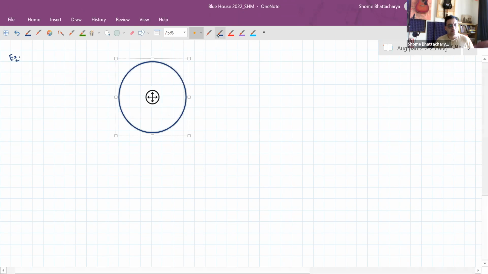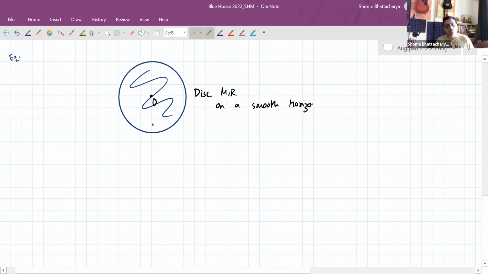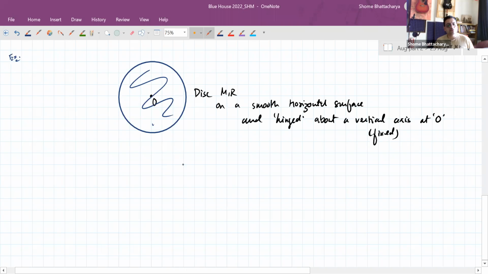solid disc which is hinged at the center and again on a smooth horizontal surface. So it's a uniform thin disc of mass m, radius r on a smooth horizontal surface, and hinged about a fixed vertical axis at O. So just this disk alone, if you give it some angular speed, it will just keep rotating forever with omega because there's going to be no torque.